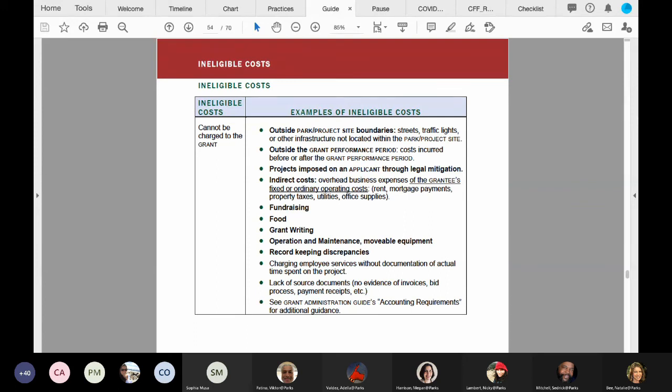If you've recently done a master plan for the regional park, and part of that master plan is really for the design of this project, then that cost can be eligible because it is considered part of the design. It is necessary for the design of this project.